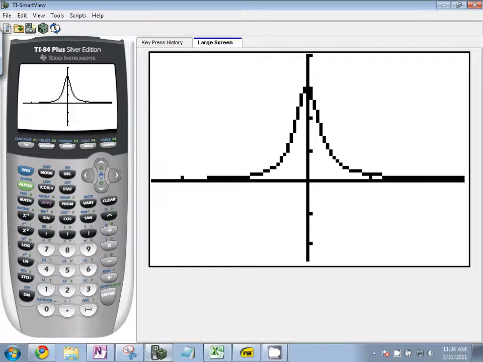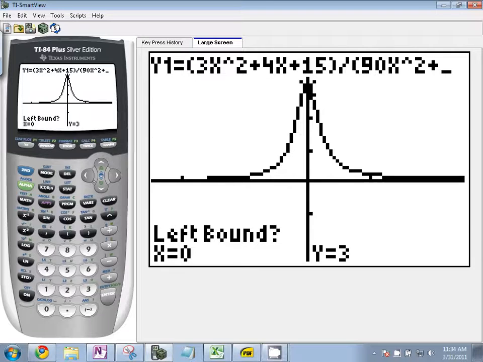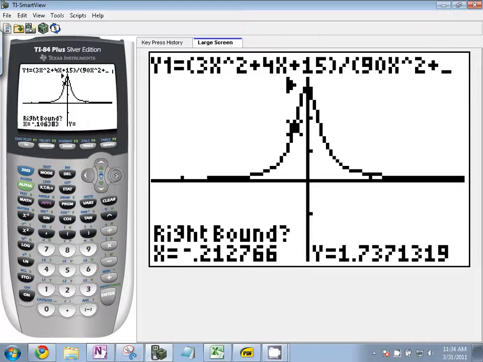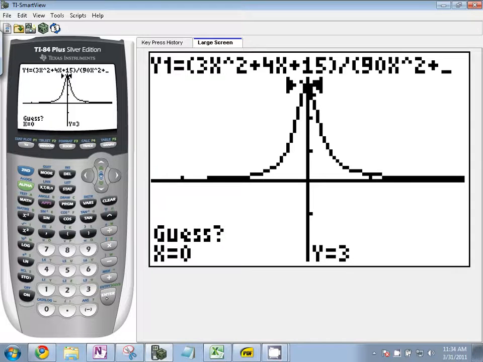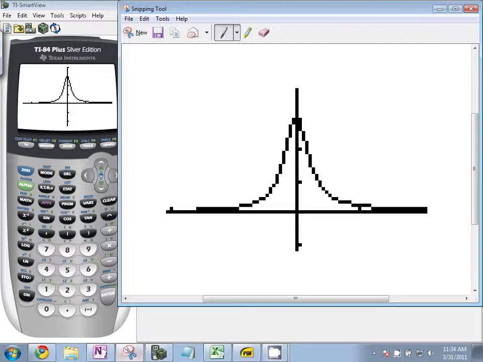You could do maximum. I like that idea, actually. I haven't run that yet. Second calc. Let's do that. Maximum. We need a left bound, right? Left bound and a right bound and then a guess. Ooh, look at that. So what does that tell us?